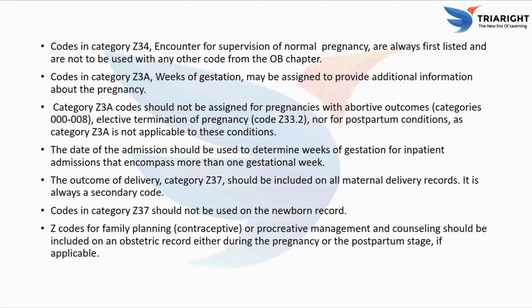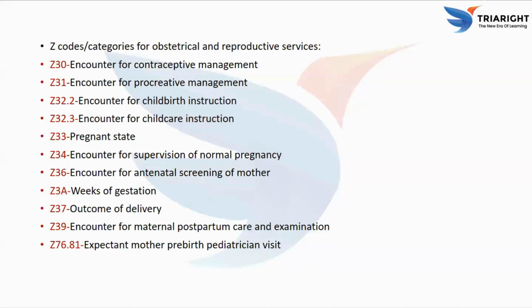So they can be used during the pregnancy, after delivery, like postpartum. Examples like counseling for contraception after delivery, family planning advice during the prenatal visit. And here are some Z codes for obstetrical and reproductive services. So the Z codes, they are used when a patient is seen for family planning, pregnancy related care, delivery or postpartum services without treating a disease.